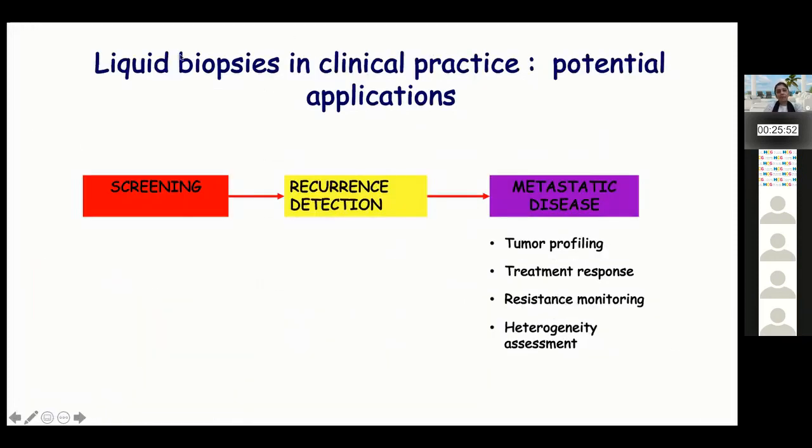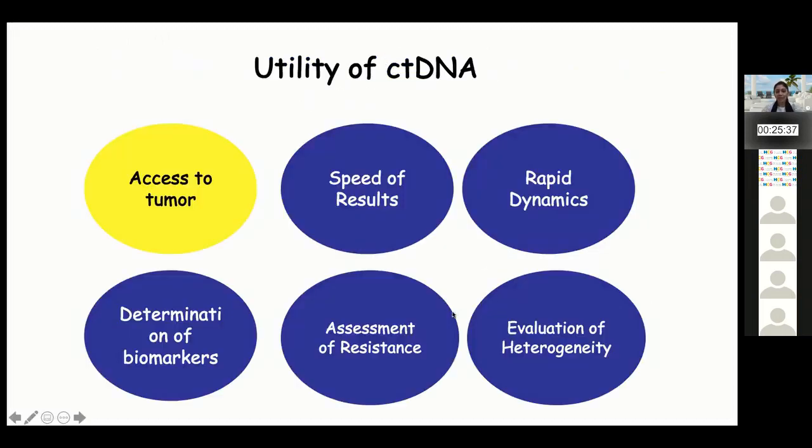Now, the way I've put it is I think liquid biopsies in clinical practice has 3 main applications. The first is in metastatic disease, where we look at profiling the tumor, looking at that treatment response, resistant mechanisms, and of course, heterogeneity assessment. So let's go through that very quickly.